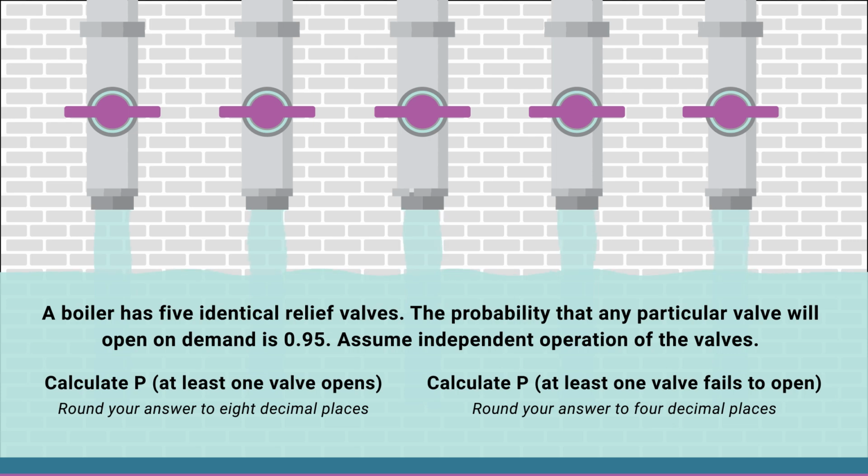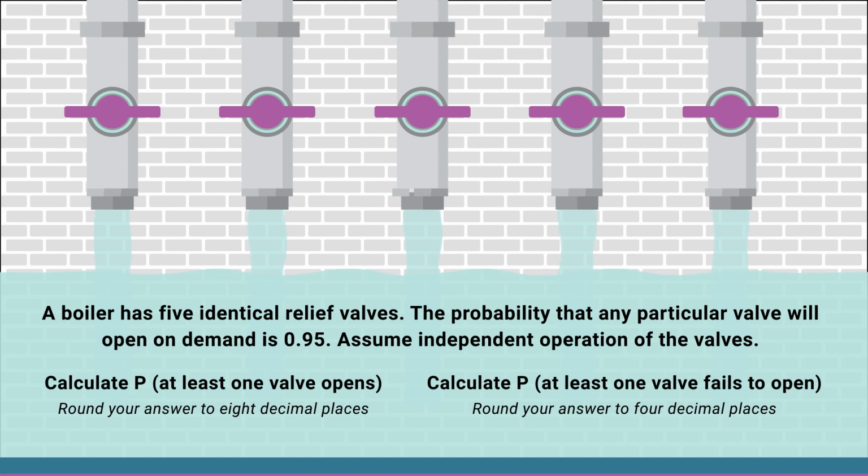A boiler has 5 identical relief valves. The probability that any particular valve will open on demand is 95%. Assume independent operation of the valves. Calculate the probability that at least one valve opens. Round your answer to 8 decimal places.